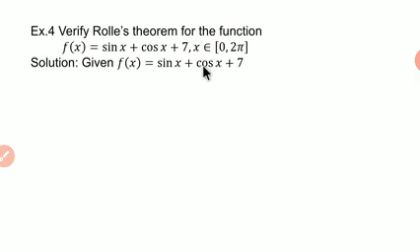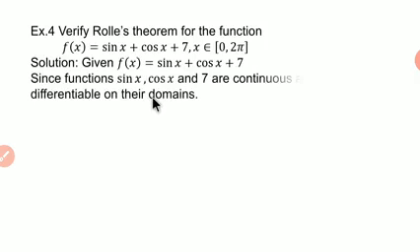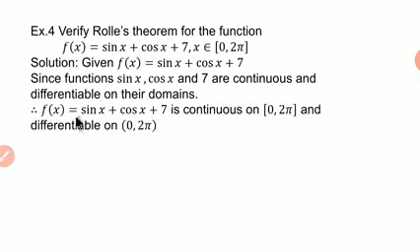Now here sin x, cos x and 7 are continuous and differentiable on their domains because sin, cos are the trigonometric functions and 7 is the algebraic function, that means the constant number. And so f of x is equal to sin x plus cos x plus 7 is continuous on closed interval 0 to 2 pi and differentiable on open interval 0 to 2 pi.